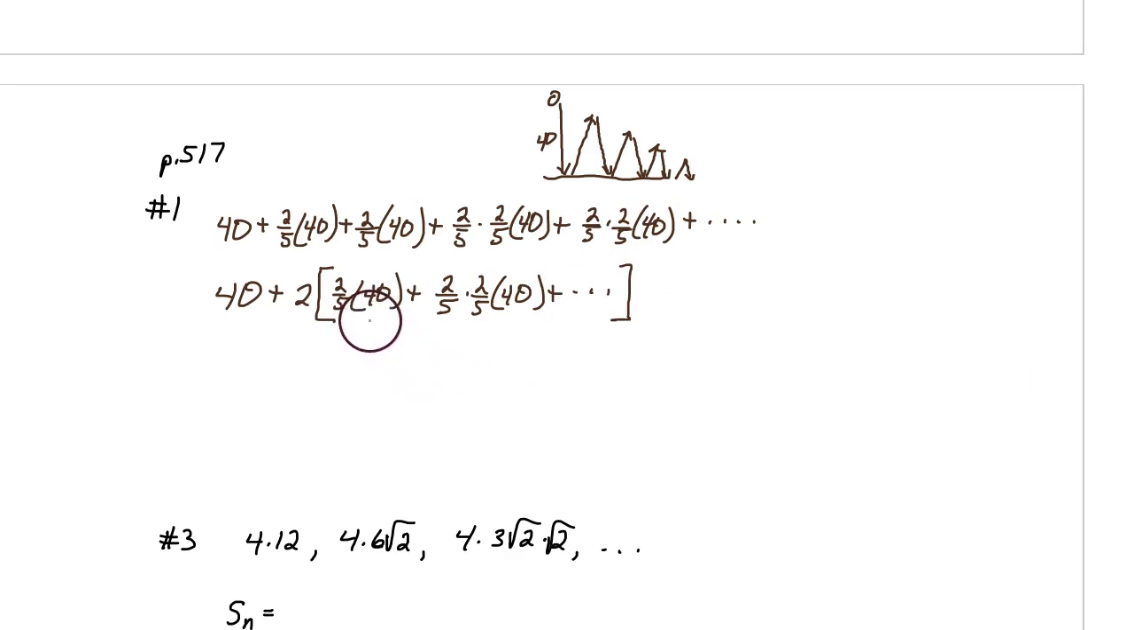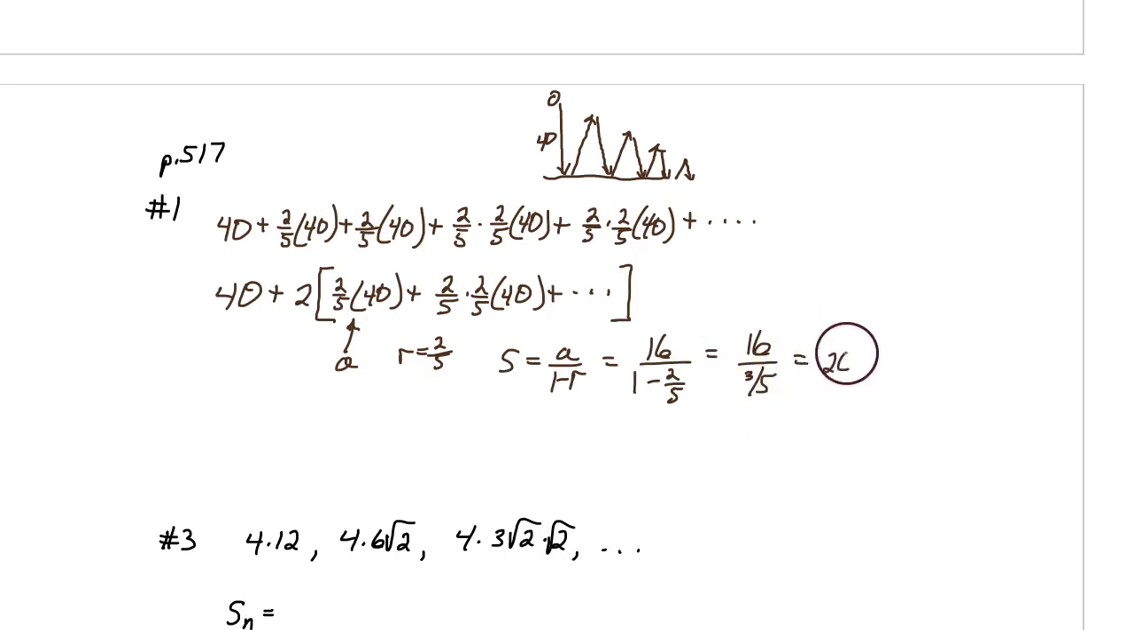Inside the bracket, we have an infinite geometric series where the value of a is this first term, the 2/5 of 40, which remember is 16, and the r is 2/5. So let's use our sum formula on the bracket portion of this. S equals a divided by 1 minus r. So this is 16 divided by 1 minus 2/5. So this is 16 divided by 3/5, which is equal to 26 2/3.